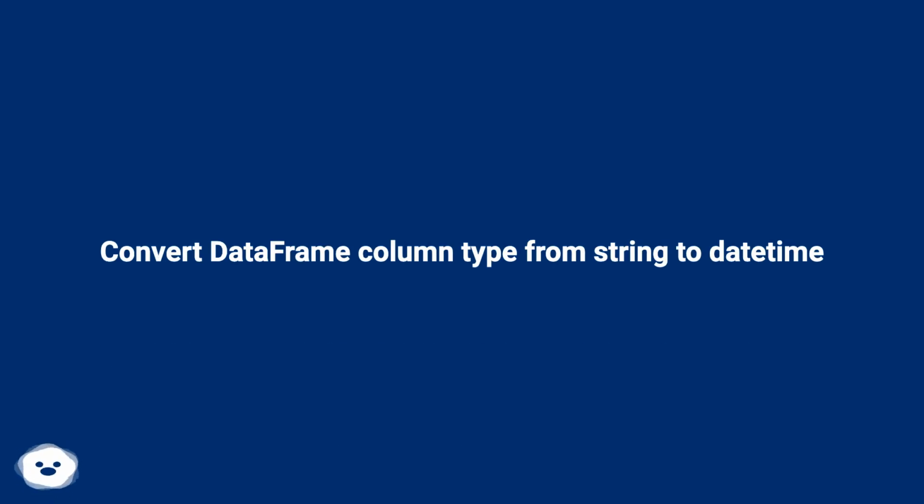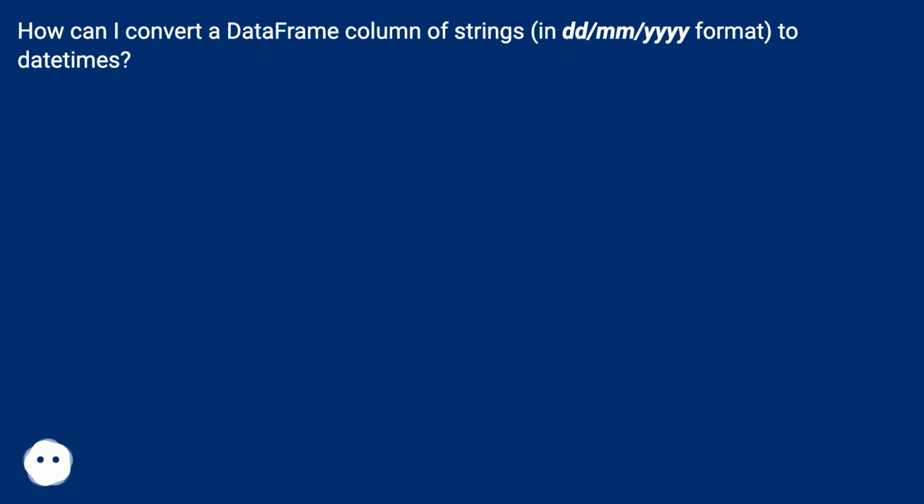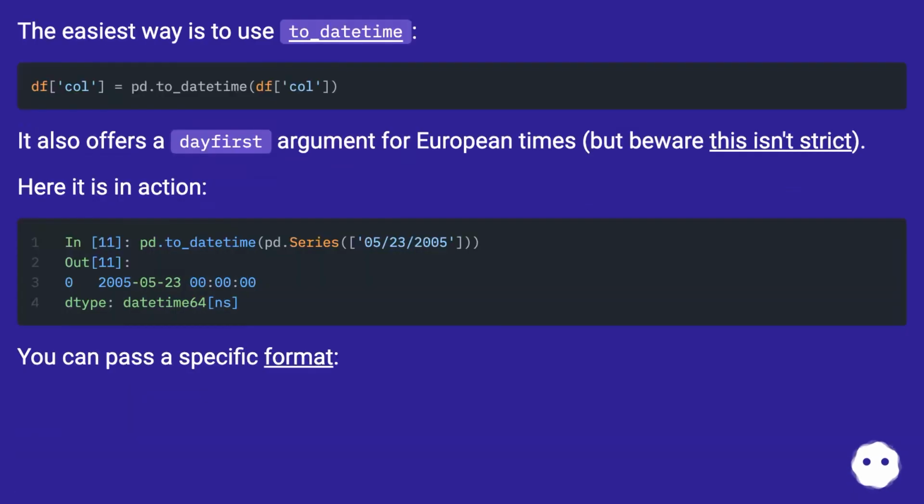Convert DataFrame column type from string to datetime. How can I convert a DataFrame column of strings, in dd/mm/yyyy format, to datetimes? The easiest way is to use pd.to_datetime. It also offers a dayfirst argument for European times, but beware this isn't strict. Here it is in action.